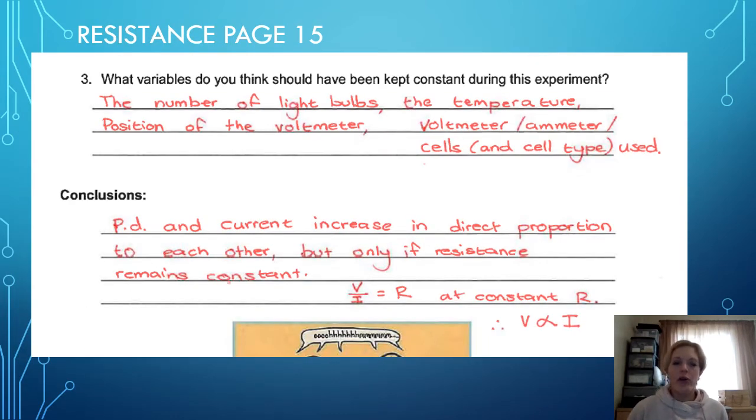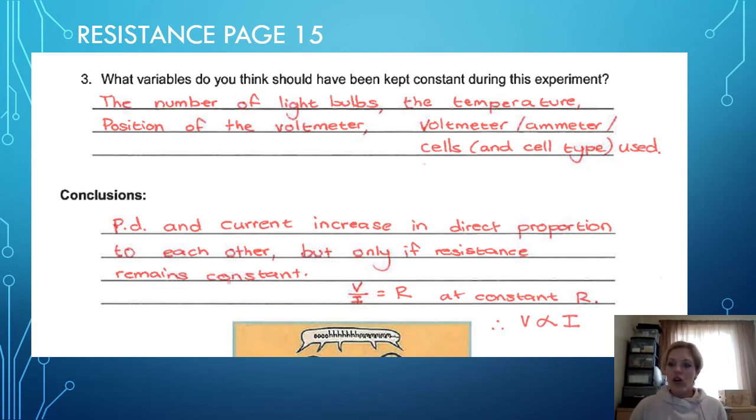Okay, so question 3 asks, what variables do you think should have been kept constant during this experiment? So you already know this. Okay, number 1 is going to be the number of light bulbs. Because what are light bulbs? Light bulbs are resistors. And guess what? We set this up in series. So if you added extra light bulbs, you would be increasing the resistance. Therefore, resistance would not be constant.